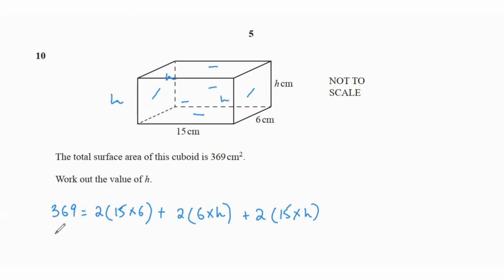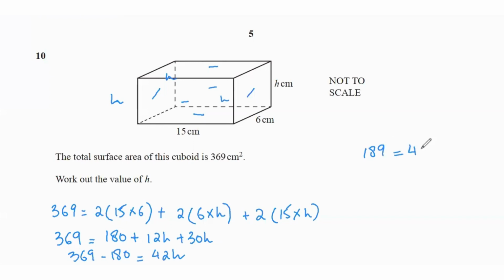Now that we have an equation, let's simplify it. 369 equals 2 times 15 times 6, which is 180, plus 12H, plus 30H. So now 369 minus 180 equals 42H, which is 189 equals 42H. And when we divide the two, we get 4.5 centimeters for the value of H.